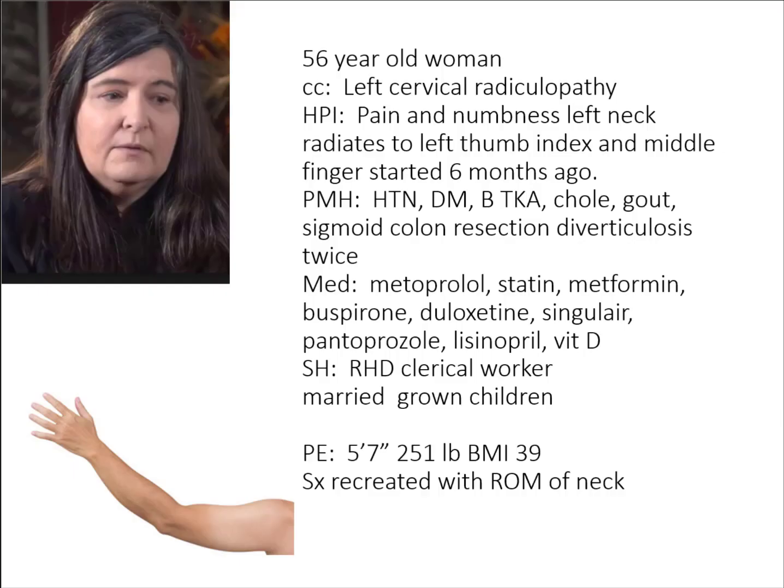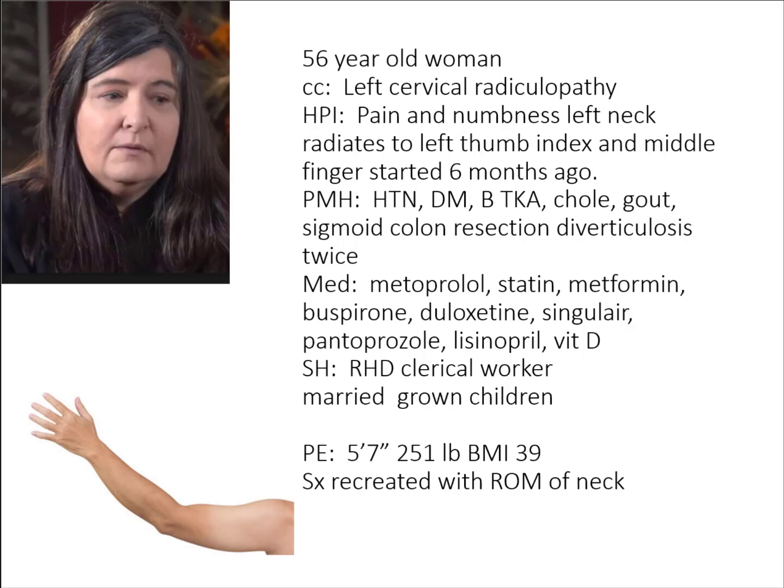So I like to do case-based learning. And Katie, you've not seen this case, right? I don't think so. So, a 56-year-old woman. Her chief complaint is left arm pain, cervical radiculopathy. She has pain and numbness in her left neck, and it goes to her left thumb, index finger, and middle finger, and it started 6 months ago.